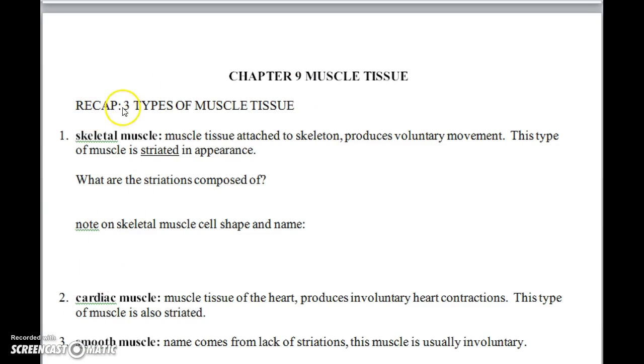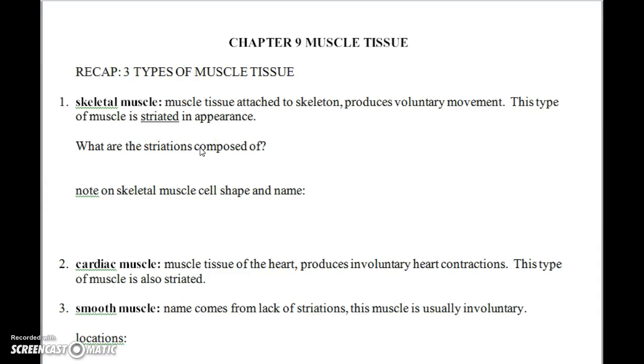This we already know. So recap: three types of muscle tissue. Remember, what was that on test 2? That question: what are the three types of muscle tissue? Which has striations and which has voluntary control? You know what? On test 4, I cut and paste exactly the same question. So you all got it right on test 2. Get it all right again on test 4.